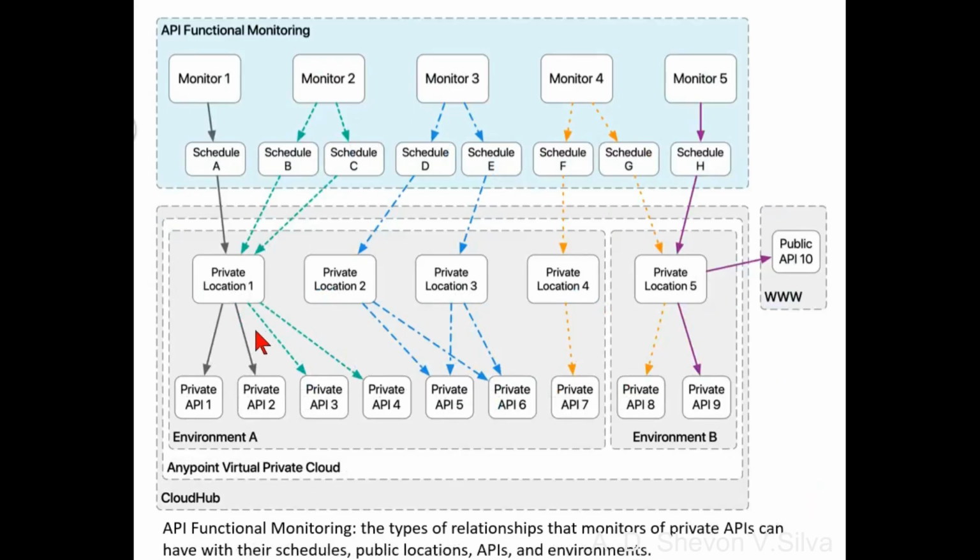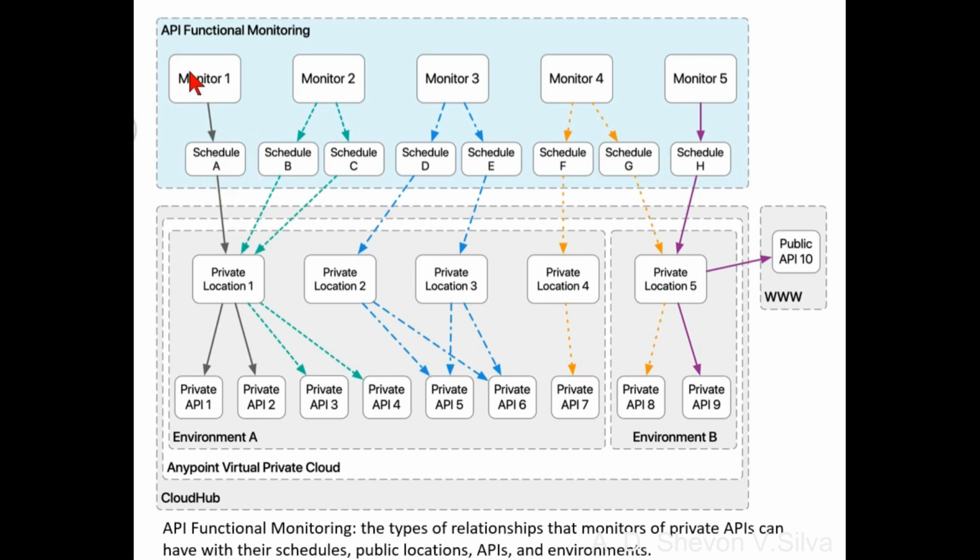Here you can see the types of relationships that monitors of private APIs can have with their schedules, public locations, APIs and environments. Each type of relationship is indicated with a unique line style.